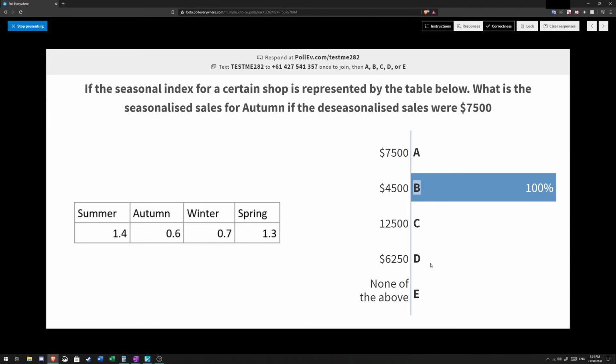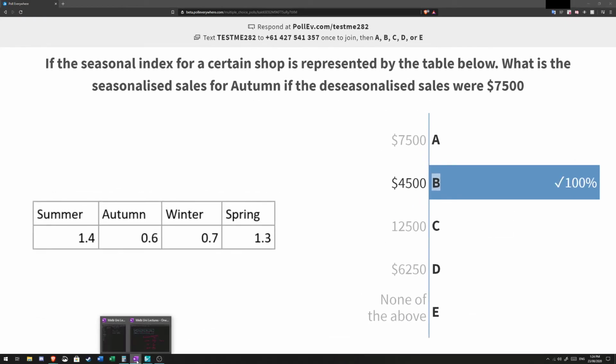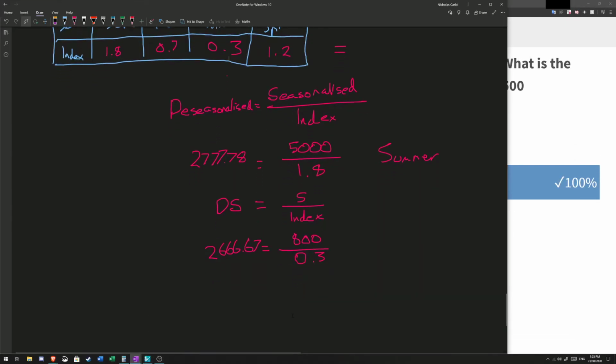Oops, I forgot to hide the answers. But yes, great work. Let's have a look. Spot on, 4,500. Now, it's great. I purposely didn't go through deseasonalized because I wanted to see how you guys go on rearranging.